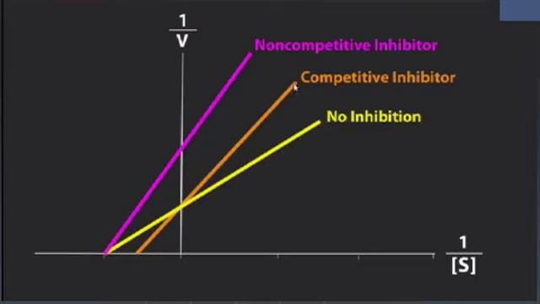When you add a competitive inhibitor, which is this graph in orange, you're not changing the y-intercept, you're not changing Vmax, you're not changing the maximum response, you're not changing efficacy. What's changing is the x-intercept is shifting over to the right, so you're changing Km or EC50. You're going to need more of the agonist to maximize the biological effect.